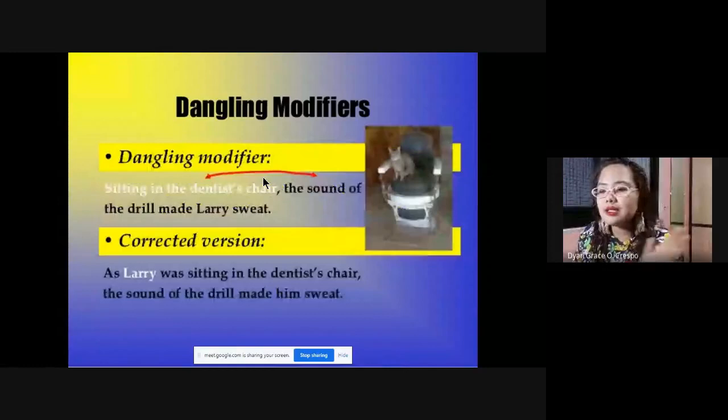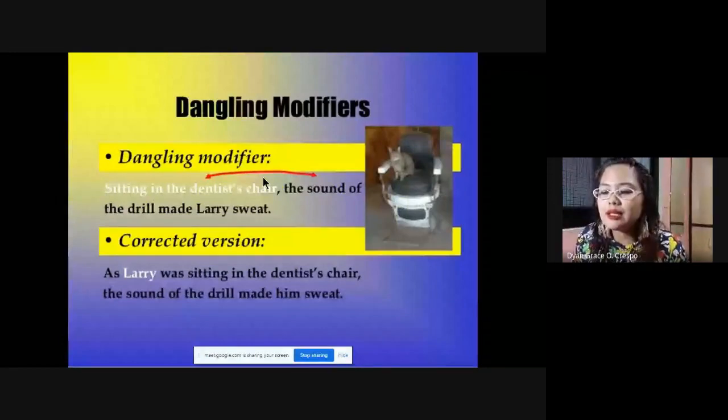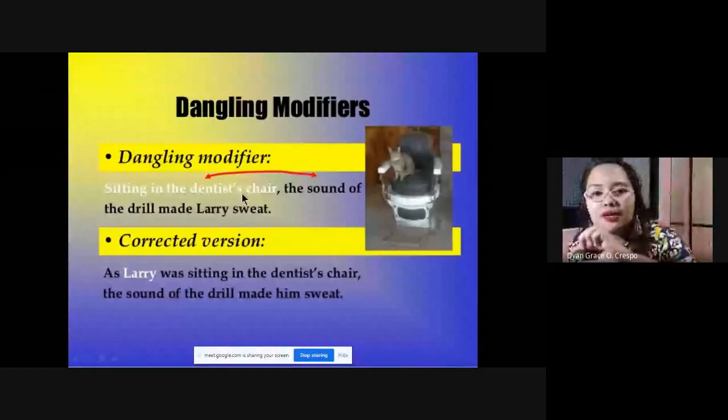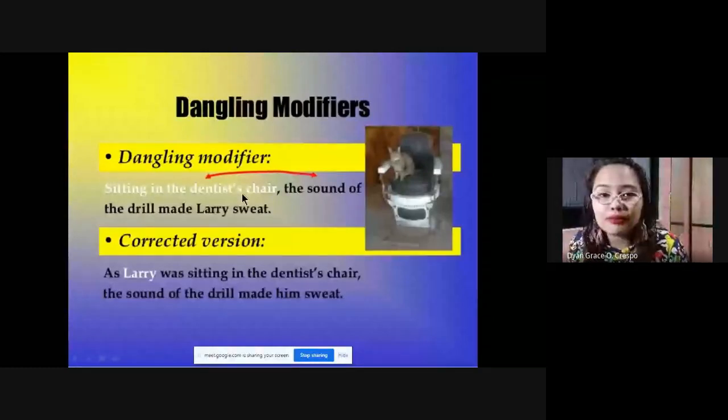So kanina, let's check. This is an example of dangling modifiers. Sitting in the dentist chair, the sound of the drill made Larry sweat. Okay, so that is a dangling modifier. Why? As you can see with the sentence, sitting on the dentist chair, dapat yan malapit, it should be near the subject. The sound cannot be sitting on the dentist chair. It should be Larry. So, as Larry was sitting in the dentist chair, the sound of the drill made him sweat. So that is the correct answer.